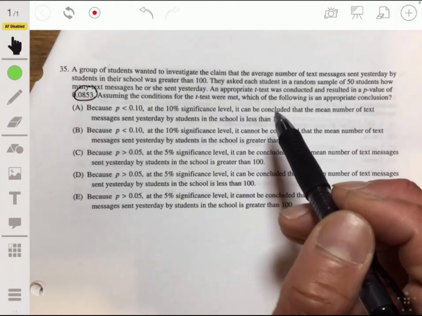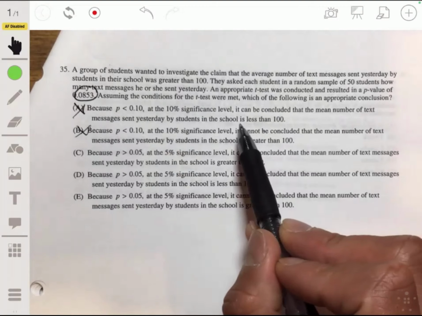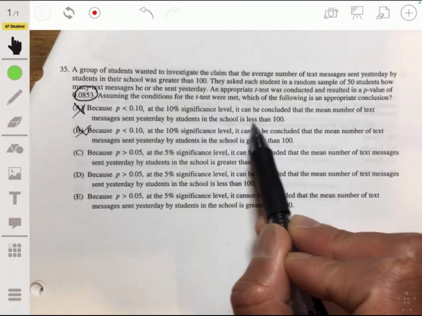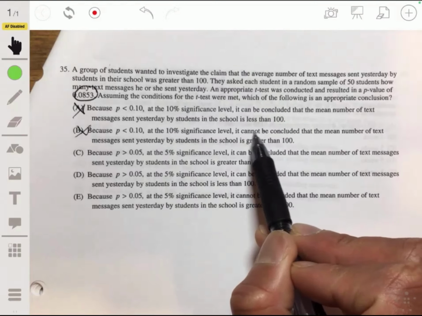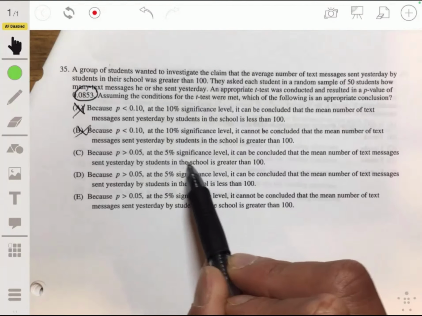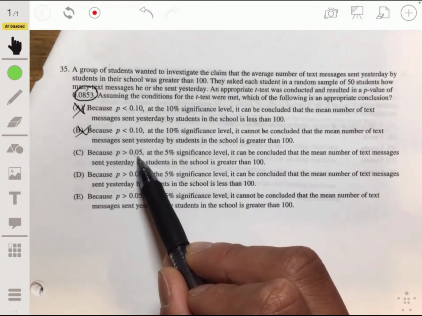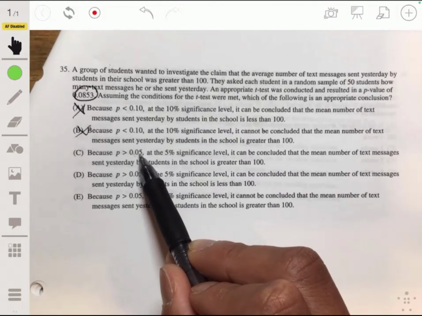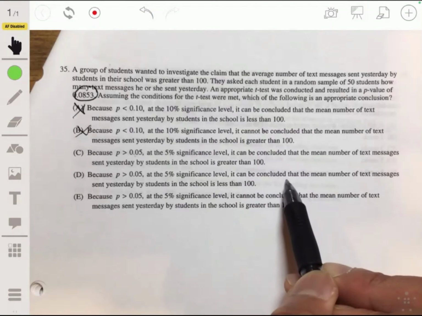Cannot be concluded. So yes, these are kind of backwards. They're doing it backwards. If this said more than 100, that would be okay, and if this said it can be concluded. Now, at the 0.05 level, we're going to fail to reject. So we can't say it can be concluded.